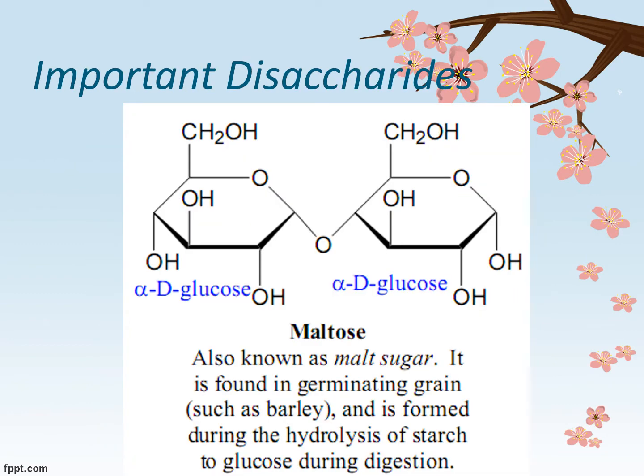Alright, this maltose is also known as malt sugar, and it is found in germinating grains such as barley, and it is formed during hydrolysis of starch to glucose during digestion.